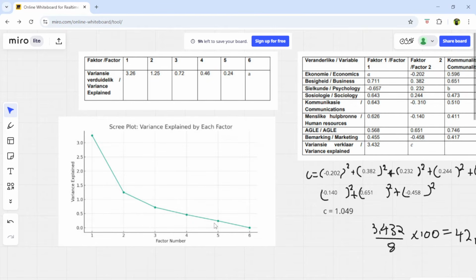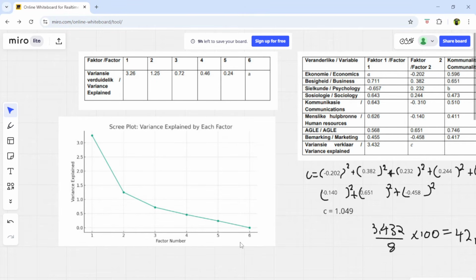They might ask you to draw the Scree plot, so you should know how to draw one. When you draw it, make sure that everything is according to scale, and then you name your axes. You also write down the heading or the caption for your Scree plot. It's a Scree plot which shows the variance explained by each factor, the 6 factors here.